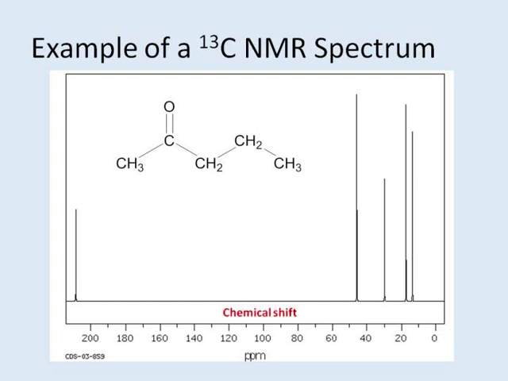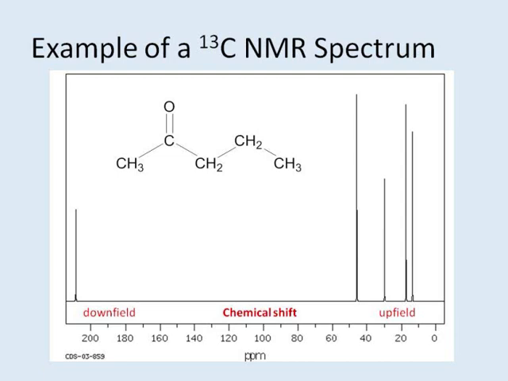The x-axis of the spectrum is a measure of the different chemical environments of each carbon atom and is referred to as the chemical shift. It is measured in parts per million, or ppm. When describing the relative positions of peaks, those appearing to the left-hand side of the spectrum are referred to as downfield, while those on the right-hand side are referred to as upfield.